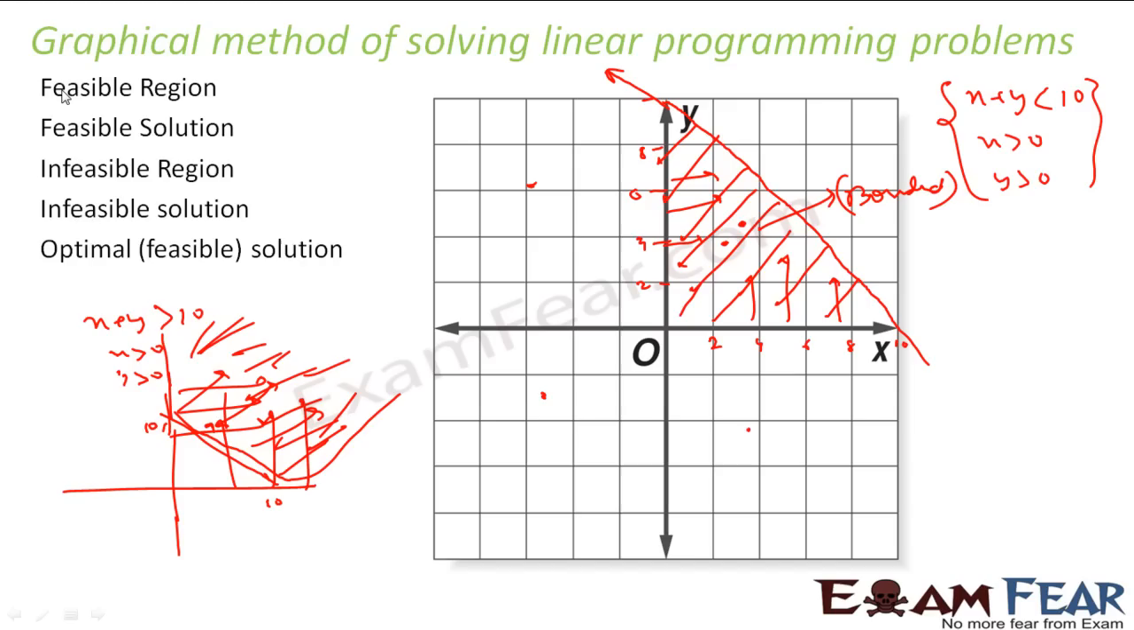But to cut the matter short, the feasible region is the region where you get feasible solutions, which conform to the constraints. Infeasible region is any region outside the constraints, and you don't get any solution. And the optimal solution is nothing but a part of the feasible solutions. Correct?